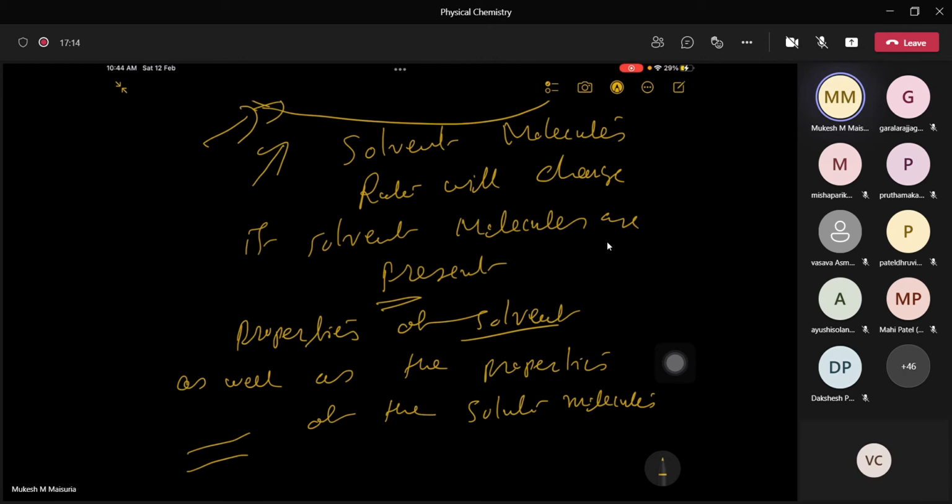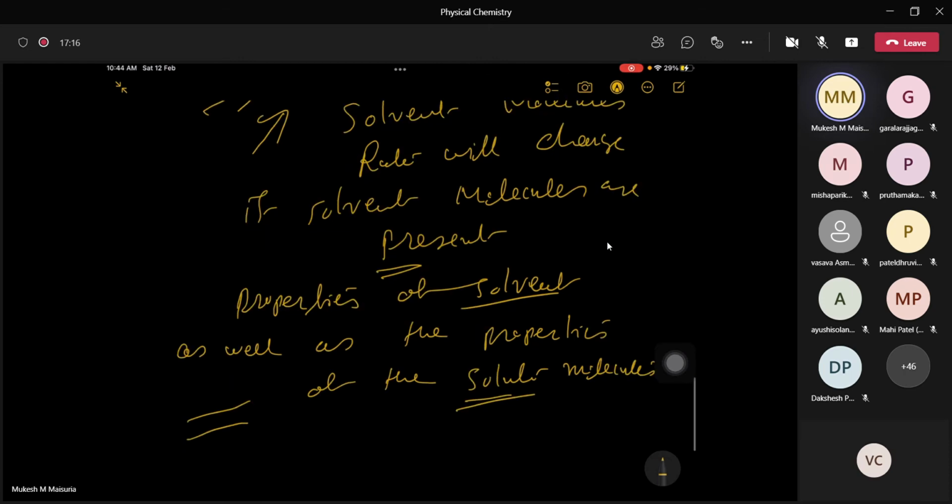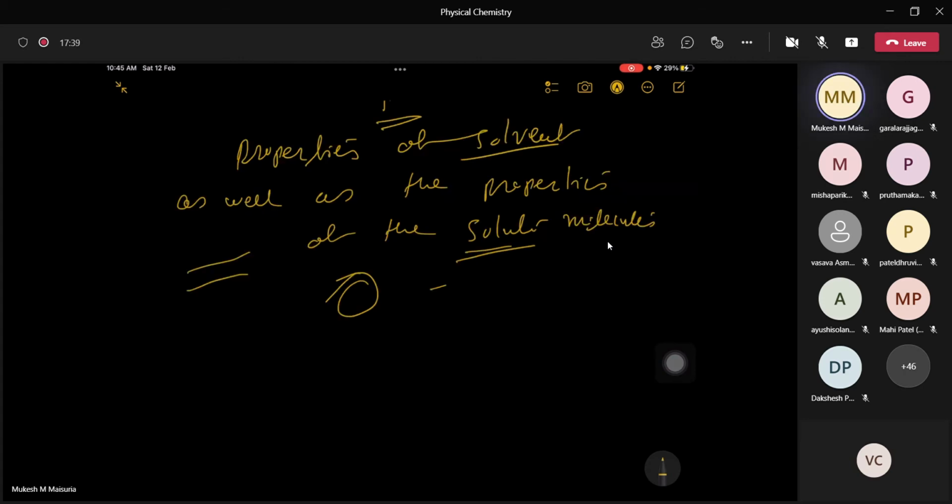Understand? And as far as the solute molecules are concerned, we know that the size is effective. Size is also very effective. Then the charge on the ion is also very, very important. So these are the properties that we have to consider when we talk about reactions in solutions. Suppose we consider a simple reaction, A plus B converted into the products.